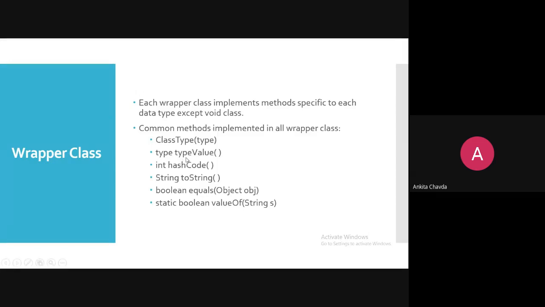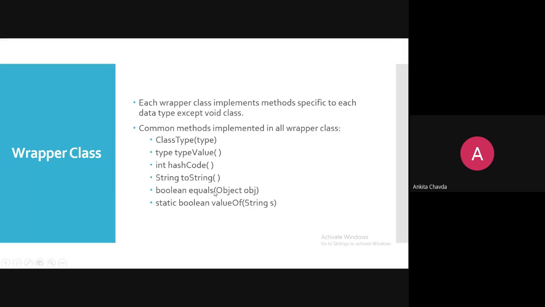Then here you will be having typeValue, any of the data types and its value, say suppose intValue, doubleValue, shortValue, such kind of methods, right? Then hashCode, but that we are not using much, it is given, so it's fine. Then toString, because every time we will convert into string, right?